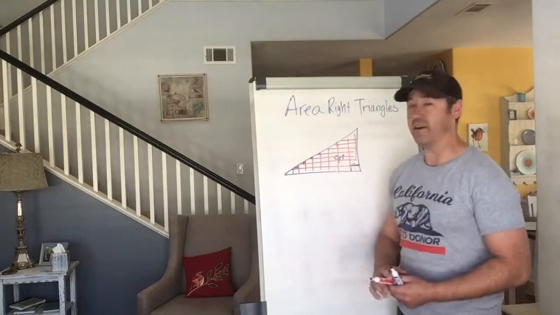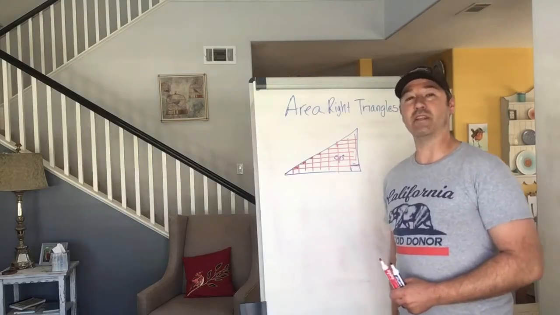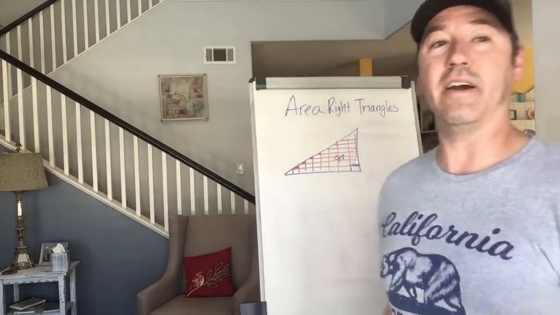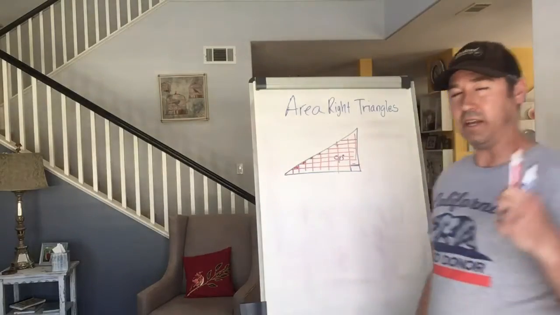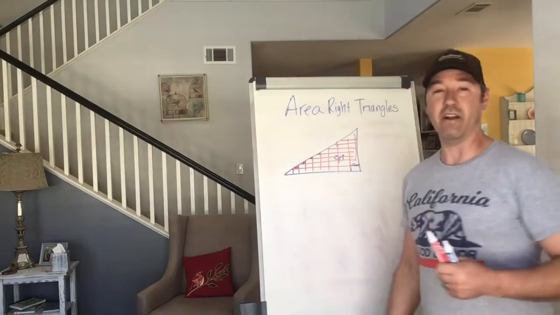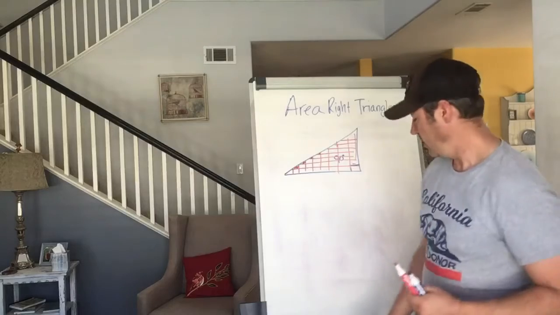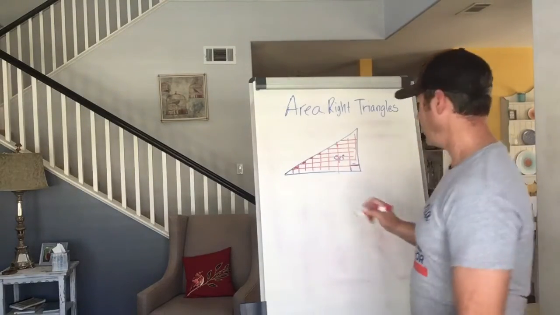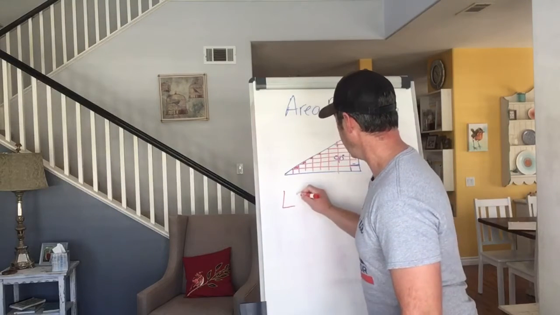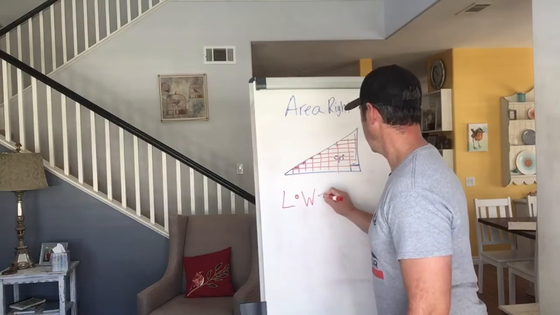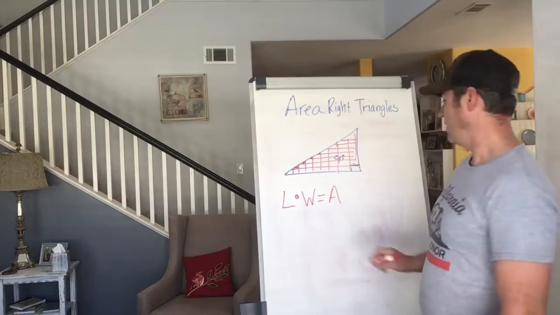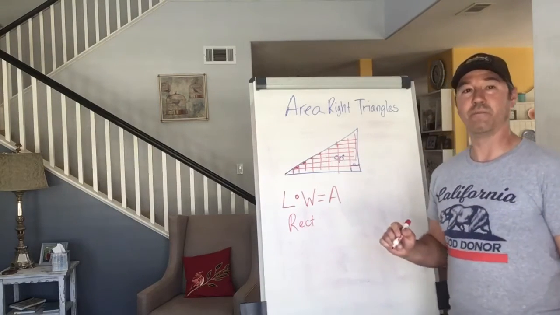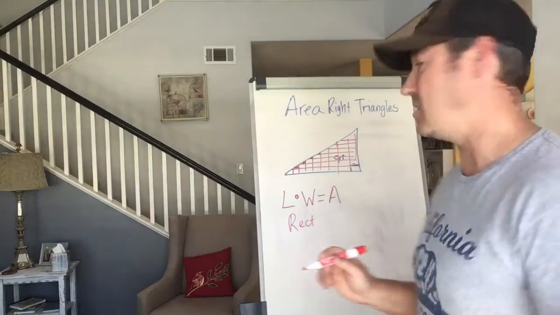To figure out our area, we're going to look at this problem in a different way. We've been working on the area of rectangles and squares, so we already know how to calculate the area of a rectangle. We're going to use what we know there. The area of a rectangle is length times width equals area. That's for a rectangle. Now we have a triangle, but let's use our imaginations here.